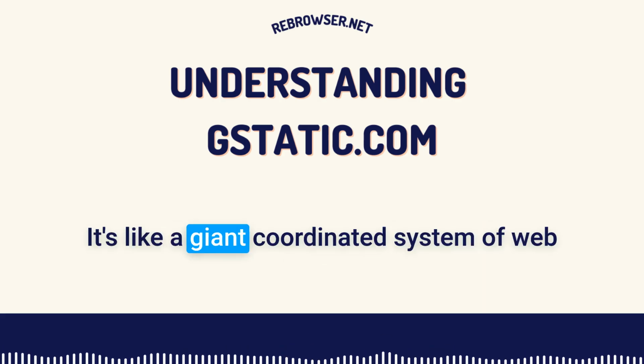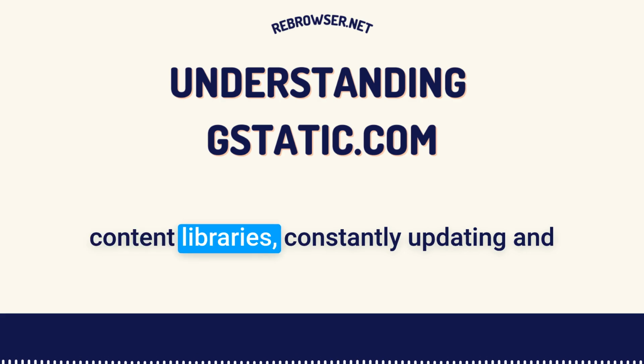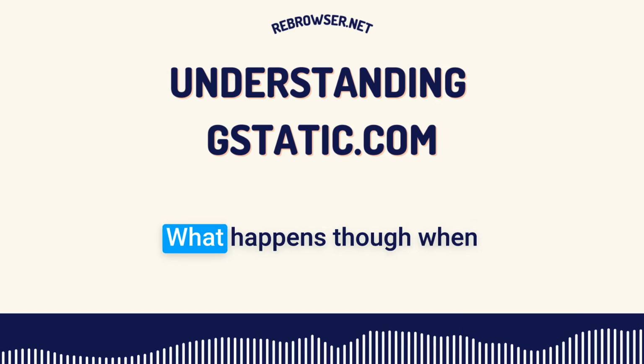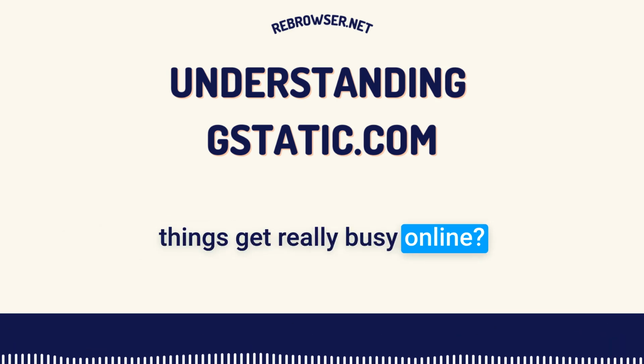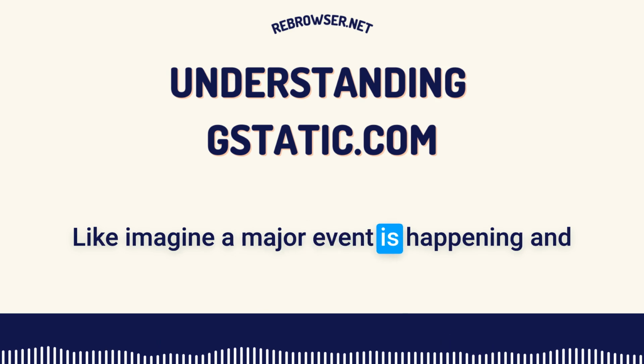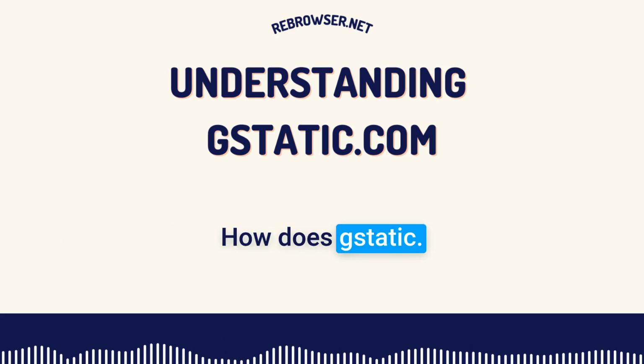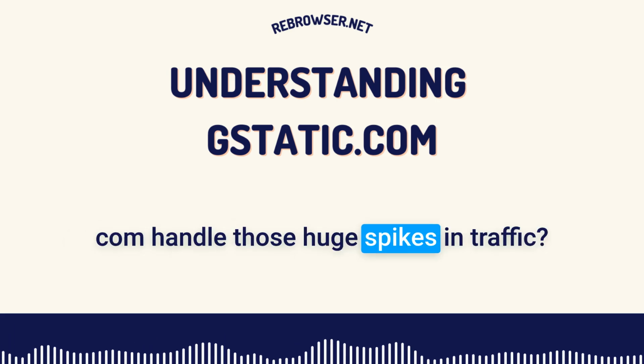Got it. It's like a giant coordinated system of web content libraries, constantly updating and making sure everyone has the latest versions. What happens, though, when things get really busy online? Like, imagine a major event is happening and everyone's rushing to Google for information. How does gstatic.com handle those huge spikes in traffic?